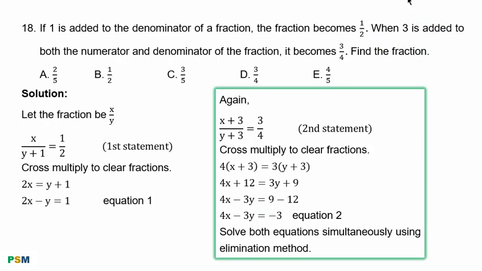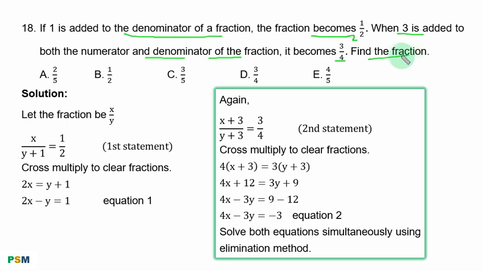Question 18. If 1 is added to the denominator of a fraction, the fraction becomes 1/2. When 3 is added to both the numerator and denominator of the fraction, it becomes 3/4. Find the fraction.